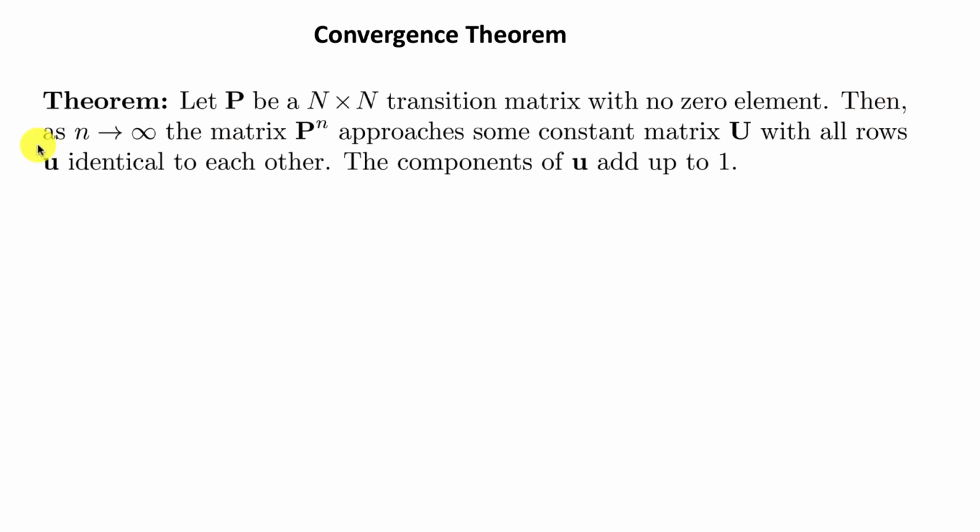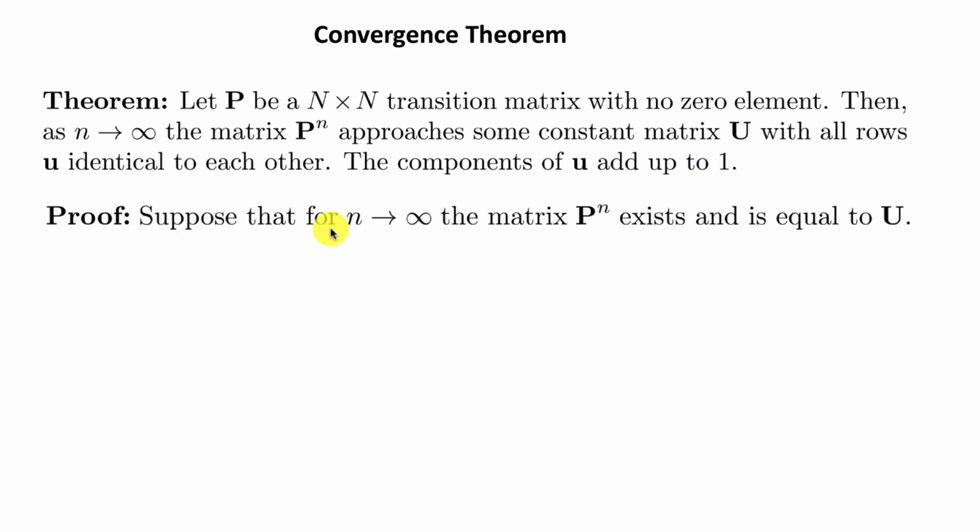Then, as n becomes larger and larger, the matrix P to the power n will approach some constant matrix, which we shall call U. The matrix U, denoted by capital U, will have all its rows identical to each other, and we shall denote those rows as follows with this u. Of course, the components of u will all add up to 1. Let's see how to go about the proof.